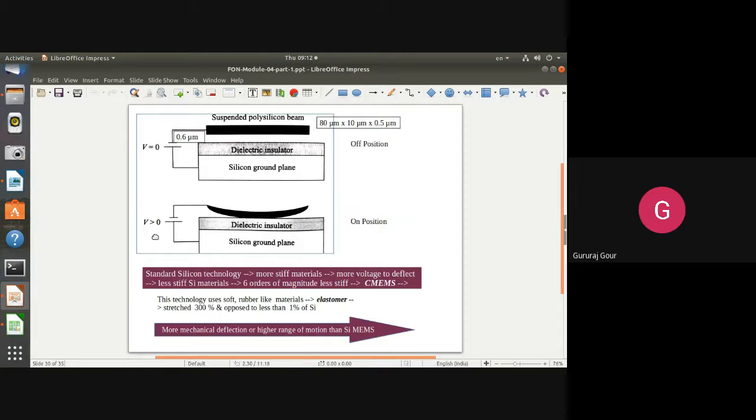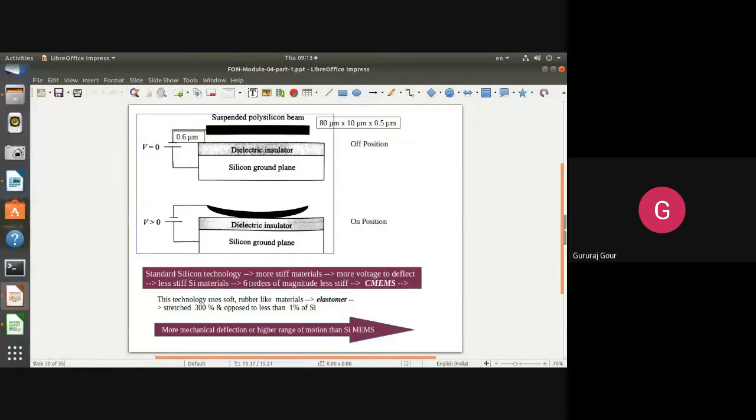So what is sensing? Suppose assume that it is sensing some physical quantity. Accordingly, the voltage is going to vary here. If it is not sensing, means zero voltage, then for actuation it is going to be in the off position. If it is sensing something in its surroundings, then its voltage will not be equal to zero. In that case, the beam will be coming in contact with the insulator. That is the actuation part. That is the on position it is indicating.